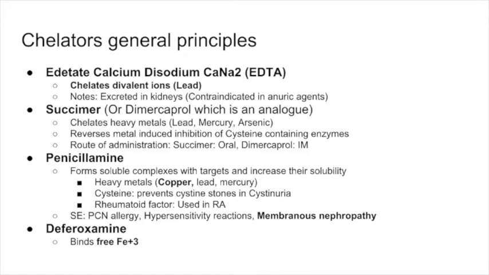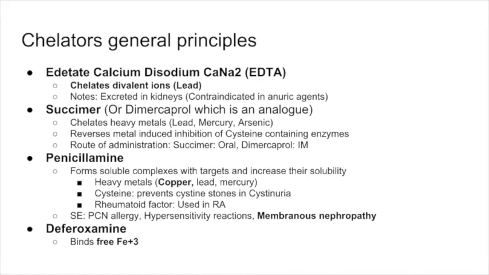Next group of toxins are the metals. Metals are interesting because they have specific antidotes, and that's what I wanted to briefly talk about. The antidotes are called chelators, meaning they bind to that metal. There are some general principles for these chelators. There are 4 or 5 chelators that I would like you to know about.